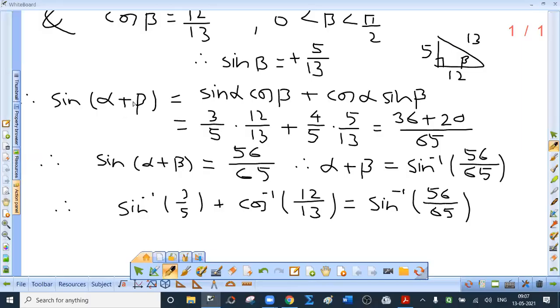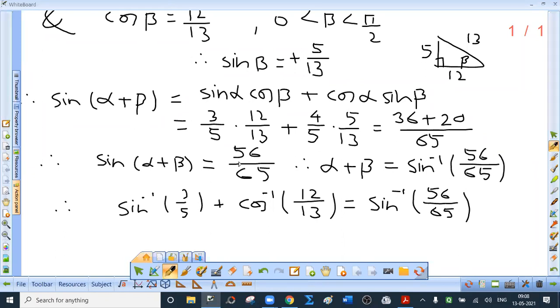Now sine of alpha plus beta. You may ask me why find sine only, why not cosine or any other ratio? The reason is simple. On the right hand side we need sine inverse, and that is why we find sine of alpha plus beta, so that we can invert the relation to get alpha plus beta equal to sine inverse. As simple as that. Now sine of alpha plus beta is sine alpha cos beta plus cos alpha sine beta. Substitute the values to get 56 upon 65.